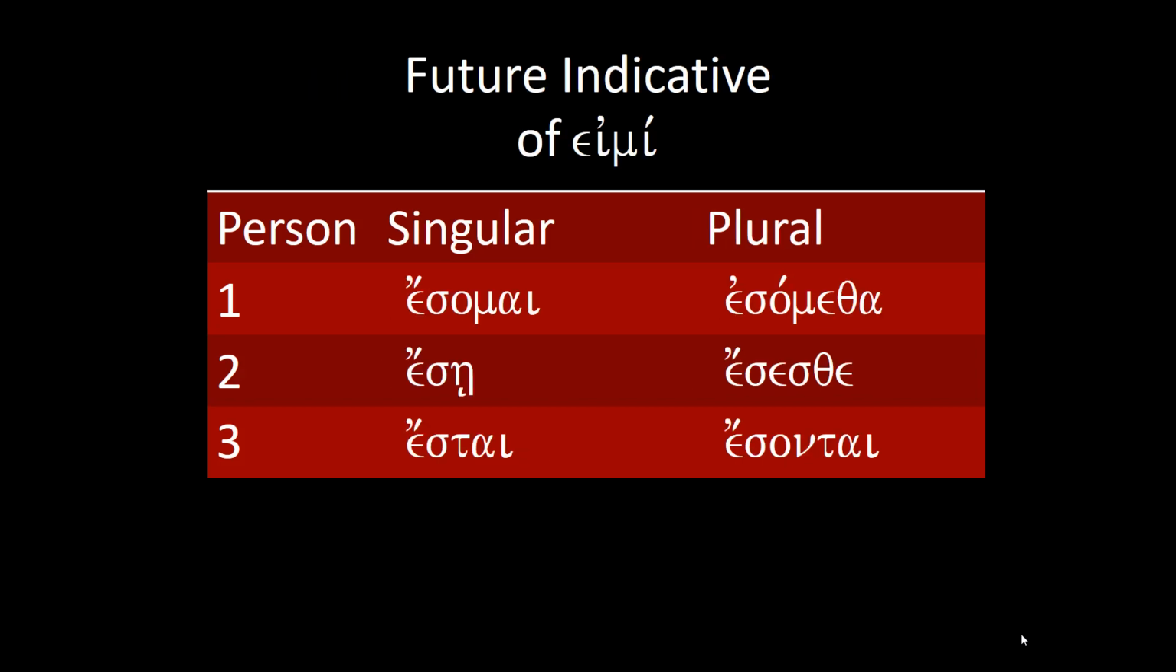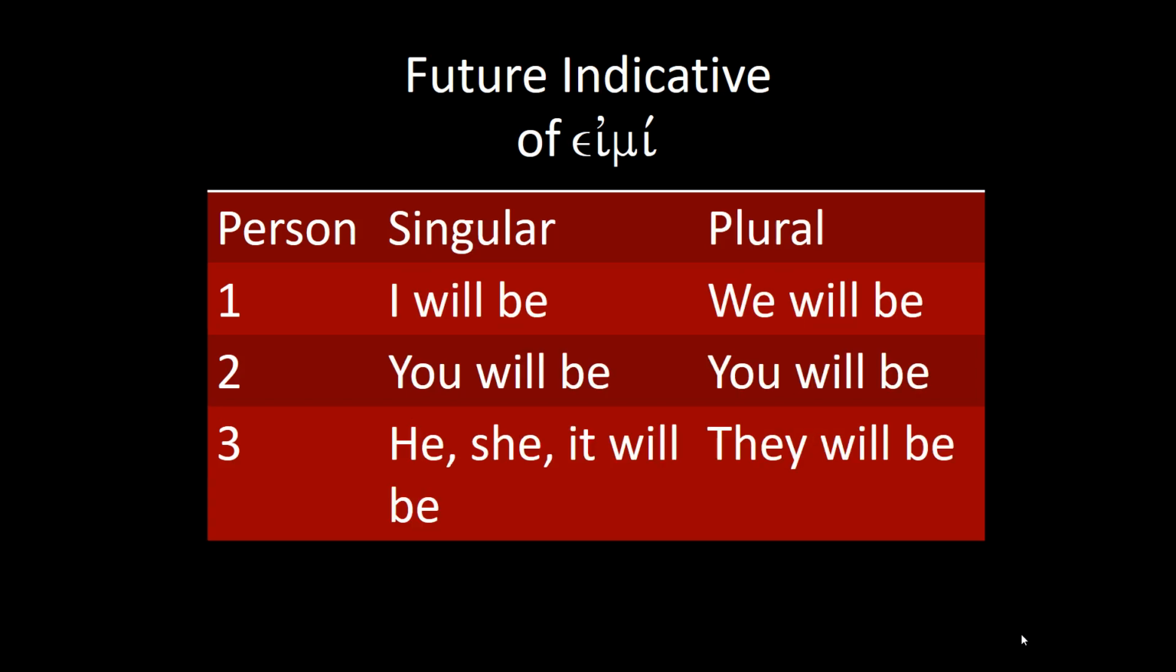And then we also learned the future tense. Esomai, esē, estai, esometha, esesthe, esontai. I will be, you will be, he will be, we will be, you will be, they will be.